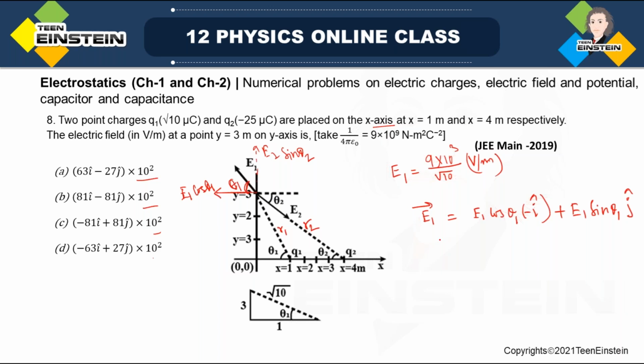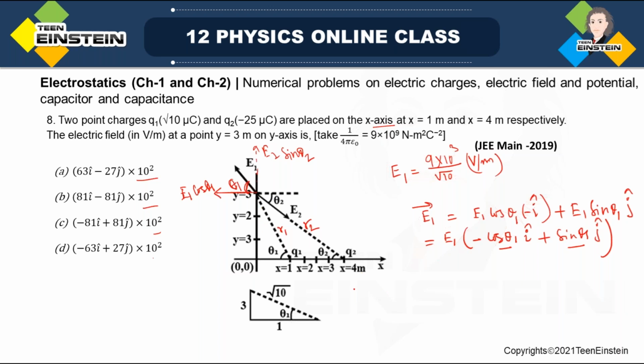Now I can just take this E1 as common from all of them, and I can write this as minus cos theta 1 i cap plus sine theta 1 j cap. But the question is now, what is cos theta 1 and what is sine theta 1? You have to put the value. And also, you know the magnitude of the electric field E1, we can write it here. Before that, let us just find out, see this figure.